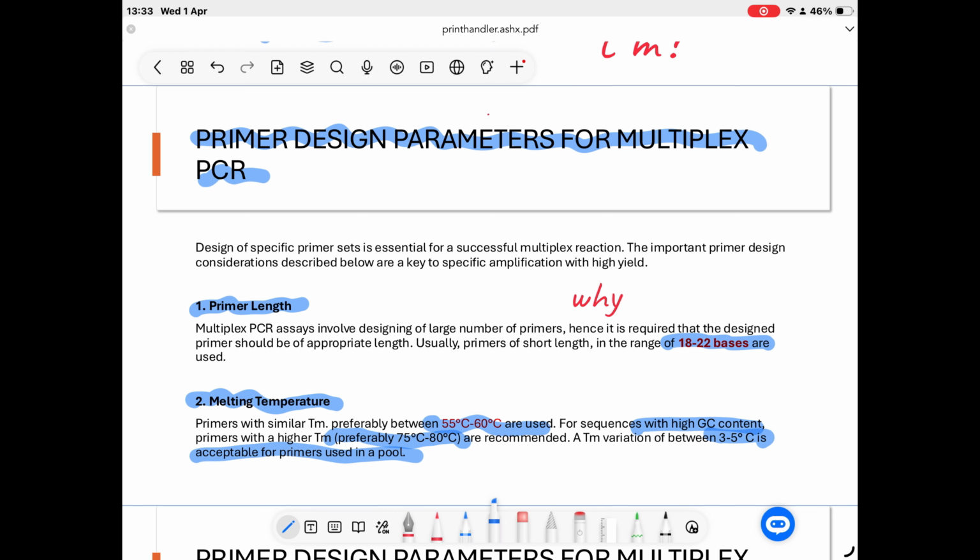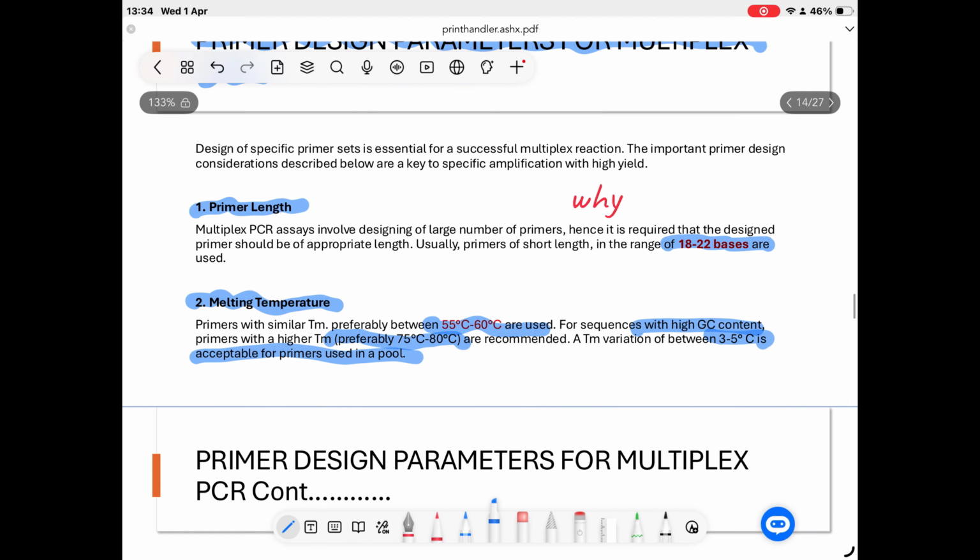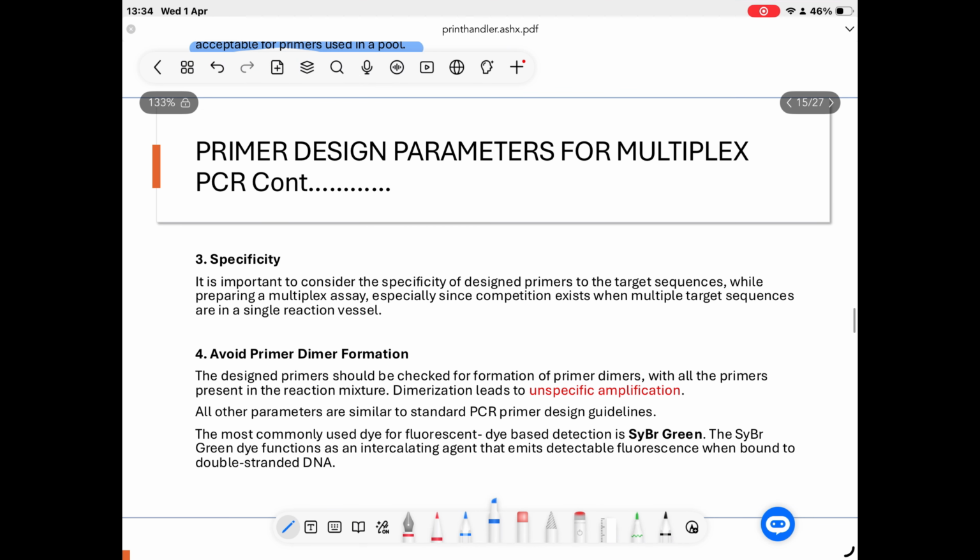That 3 to 5 degree window is the pragmatic concession to the reality of bioinformatics. It is mathematically impossible to find 20 unique, highly specific 20-mer sequences across 5 different viral genomes that all possess the exact same theoretical melting point. Nature doesn't work like that. Right. The 3 to 5 degree variance is the operational tolerance that the temperature gradient optimization is designed to smooth over. Parameter 3 demands specificity, citing the fierce competition in a single vessel.